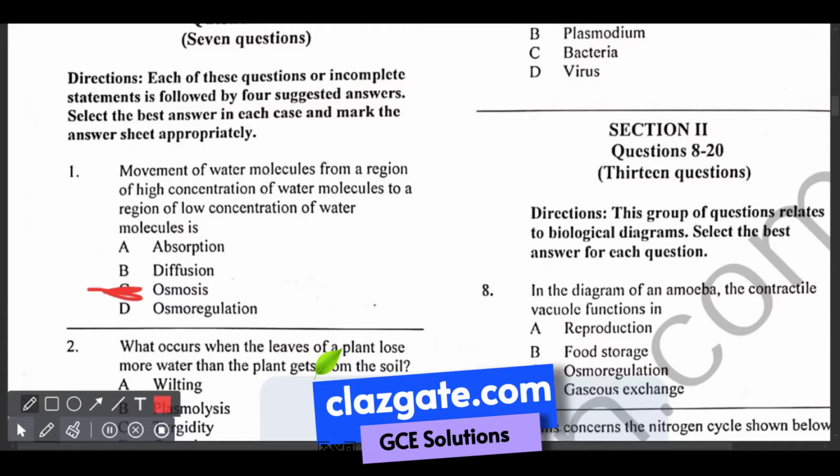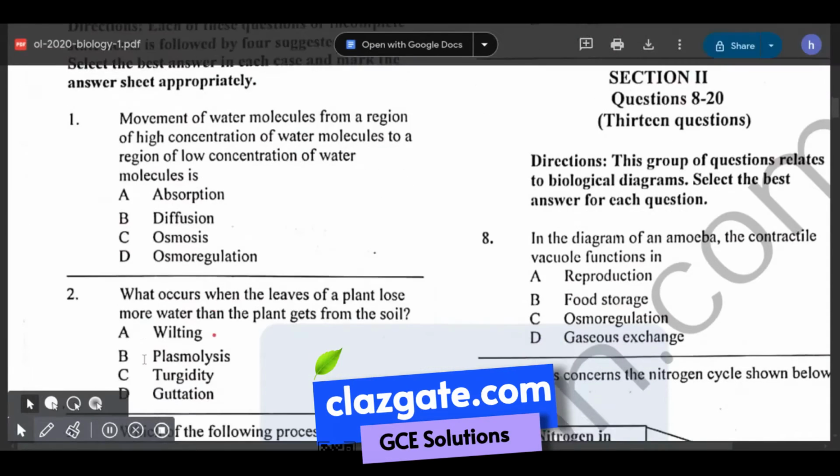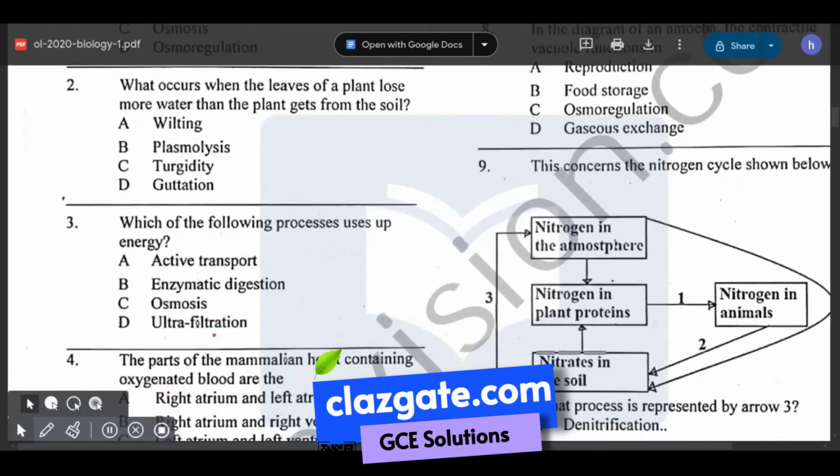And then the next question is number 2. Number 2 is asking us what occurs when the leaves of a plant lose more water than the plant gets from the soil. We have wilting, plasmolysis, turgidity, and guttation. What occurs is wilting. When the leaves of a plant lose more water than the plant gets from the soil, this process is wilting. So the answer to number 2 is A.